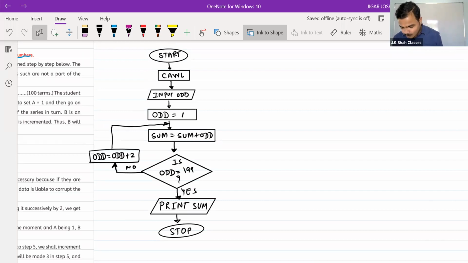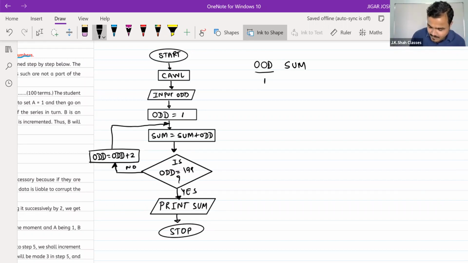I'll show you the output also. Should I start? Yes, sir. Start, CAWL. Odd is equal to 1. Agree? Is anything defined in the sum? No, sir. So sum would be 0 by default. Yes or no? Yes, sir.